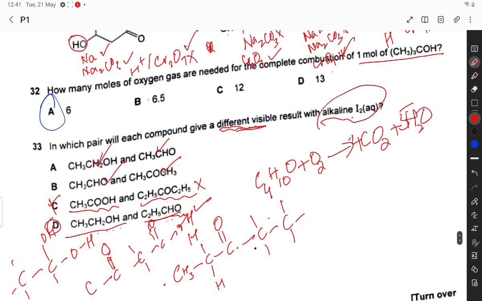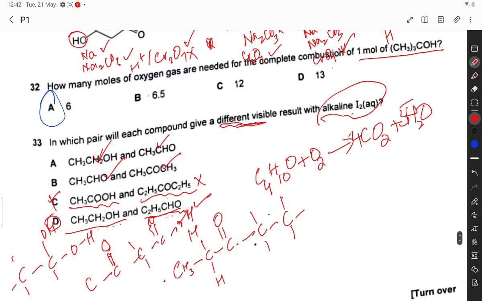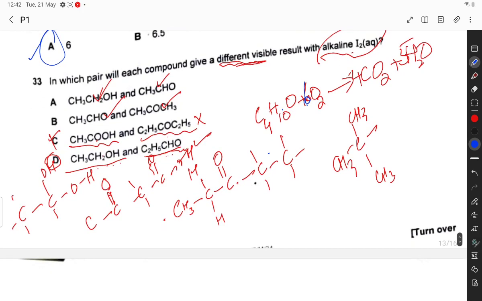How many moles of oxygen gas are needed for the complete combustion of 1 mole of (CH3)3COH? This is butanol. CH3, CH3, CH3, plus 4 to 8, 8 or 5, 13, 13, 6 to 12, 6 to 12 and 1, 13. So option A is correct.